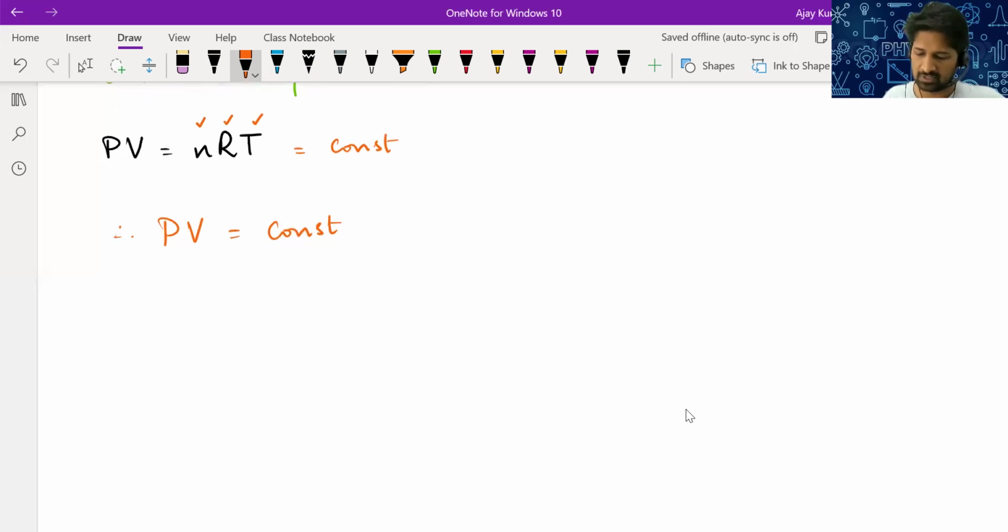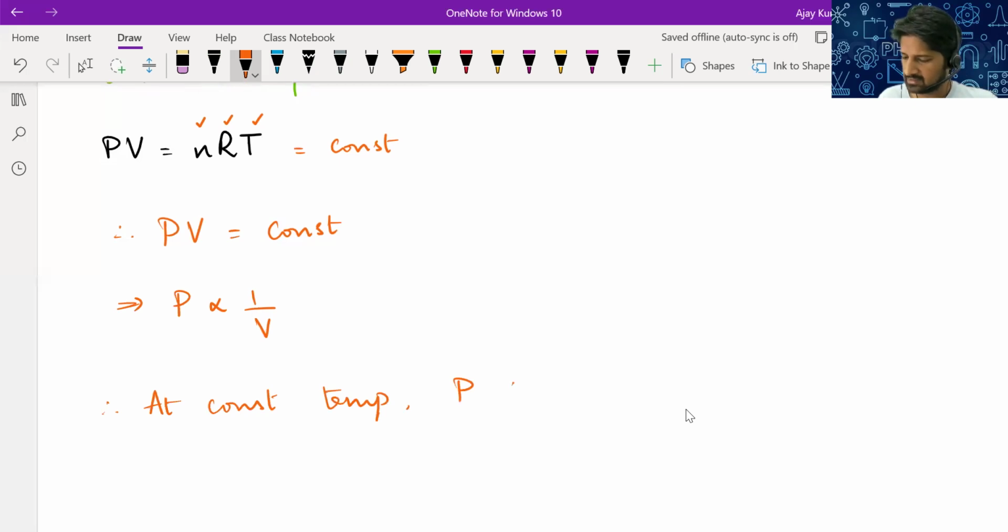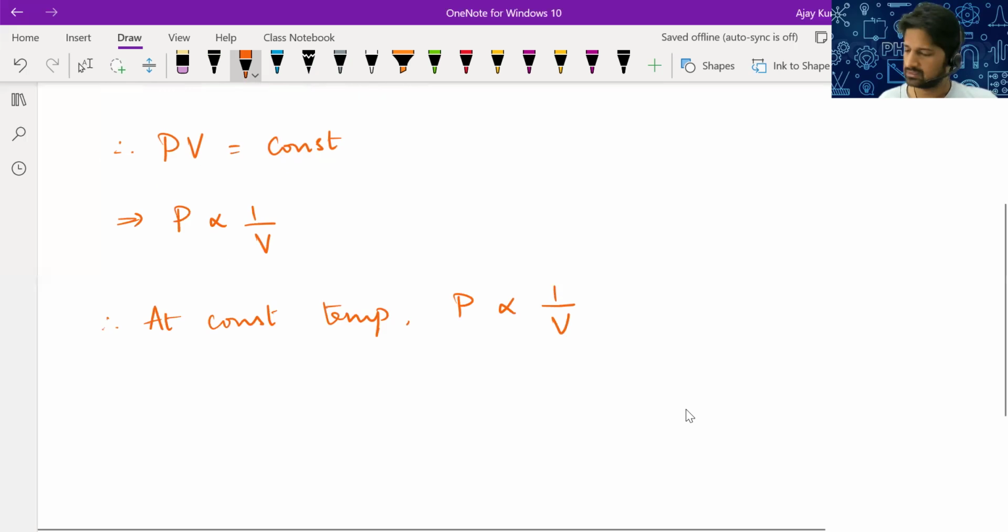Now, if the product of pressure and volume is constant, you can say that pressure is inversely proportional to volume. Therefore, at constant temperature, the pressure of an ideal gas is inversely proportional to its volume. This is what is called Boyle's law.